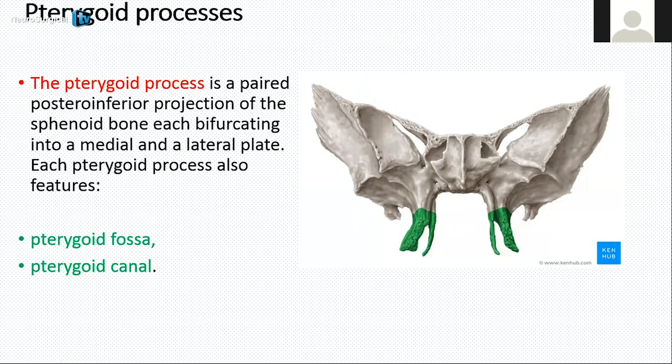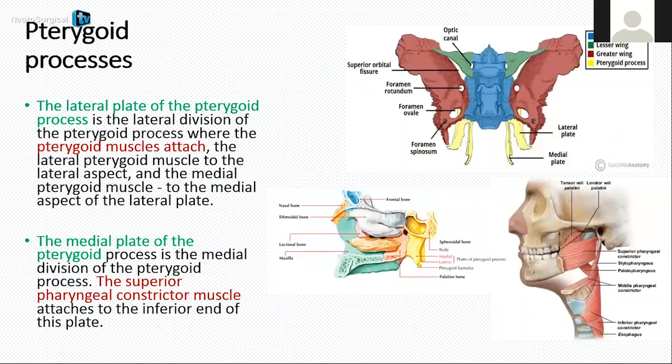The lateral plate of the pterygoid process is the lateral division of the pterygoid process where the pterygoid muscles attach, the lateral pterygoid muscle to the lateral aspect and the medial pterygoid muscle to the medial aspect of the lateral plate. The medial plate of the pterygoid process is the medial division of pterygoid process, and the superior pharyngeal constrictor muscle, like you can see here.